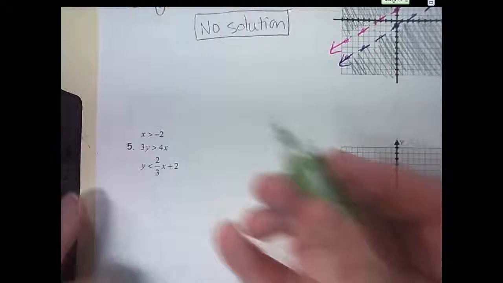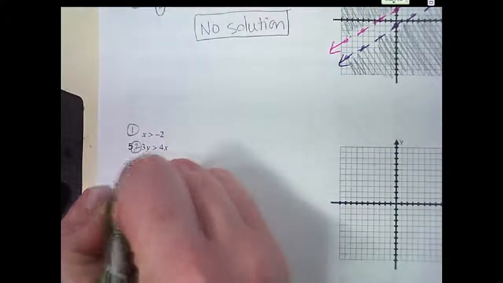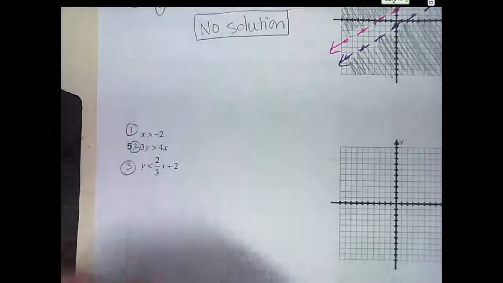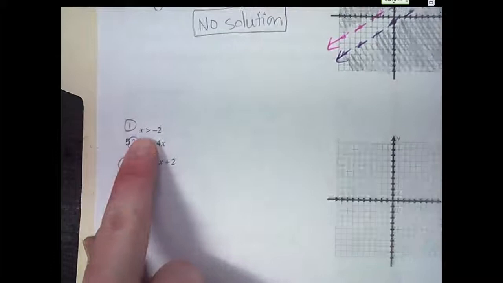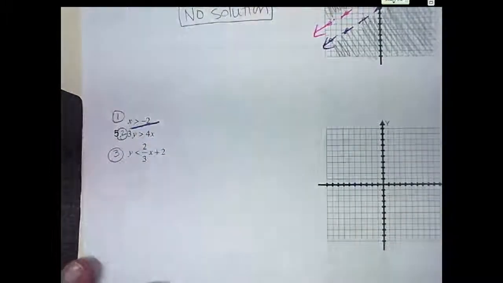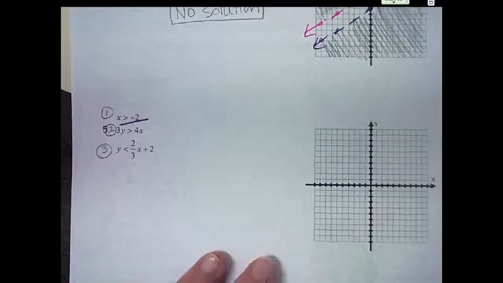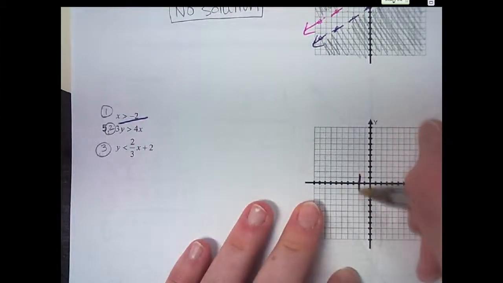Okay. Last one. The only difference here is we have 3 lines. So we've already done a y equals, this one is an x equals. So which way does this line go, vertical or horizontal? Vertical. So x is greater than negative 2. So negative 2 on the x-axis is a dashed line.